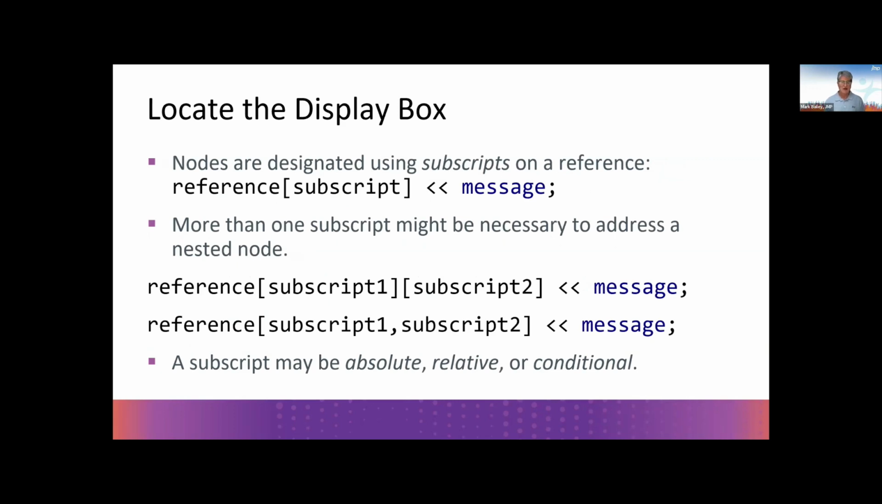So now the question becomes, how do I locate or identify the display box to which I want to send a message? And we do that with a subscript. And the subscript is inside square brackets that follow the original report layer reference. Now, it might be necessary to use more than one subscript if you have a heavily nested display box. And these can be either successive subscripts or a single subscript with a list of the different boxes. Your subscript can take several forms. It can be absolute, relative, or conditional.